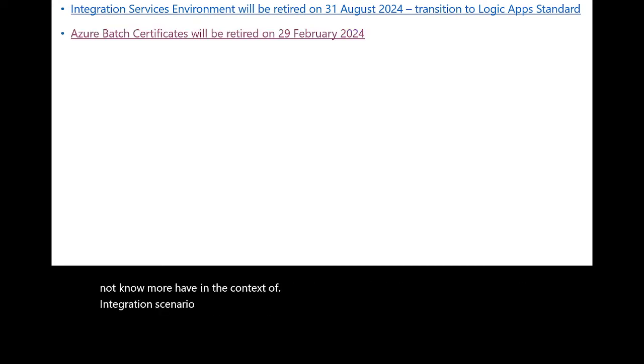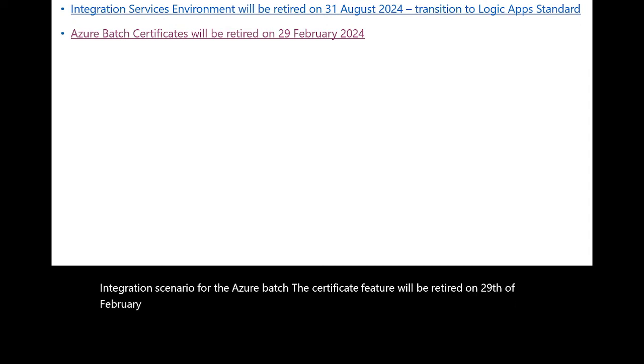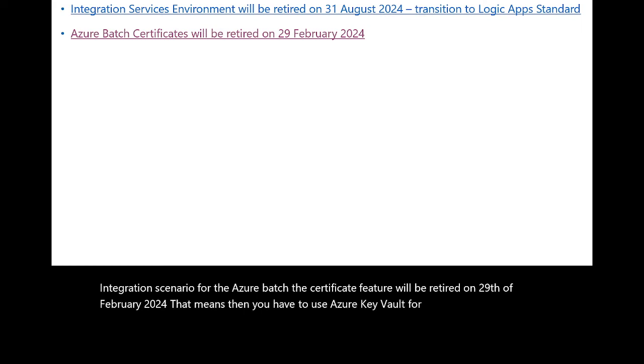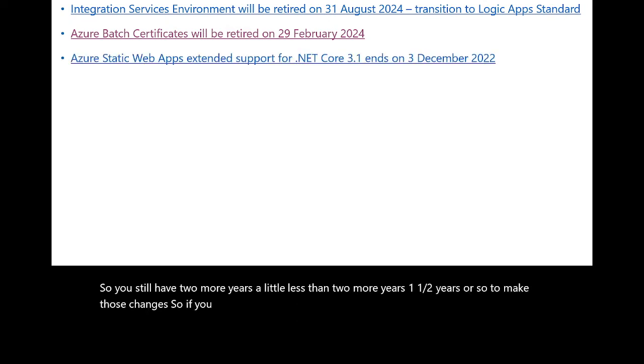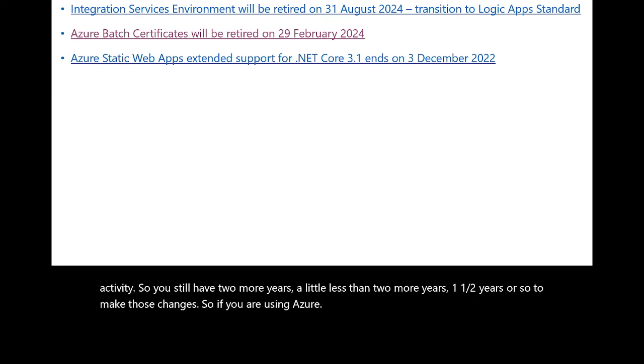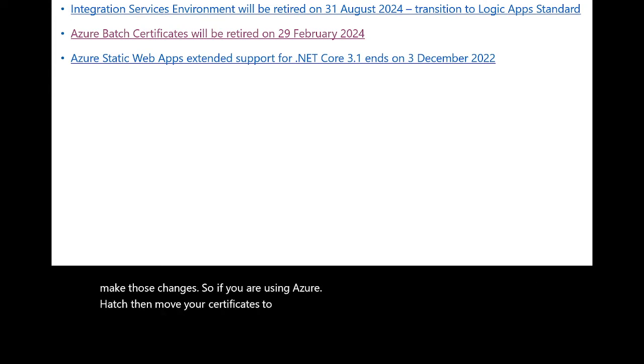For Azure Batch, the certificate feature will be retired on 29th of February 2024. That means you have to use Azure Key Vault for certificate related activity. So you still have a little less than 2 more years, 1.5 years or so, to make those changes. So if you are using Azure Batch, then move your certificates to Azure Key Vault.